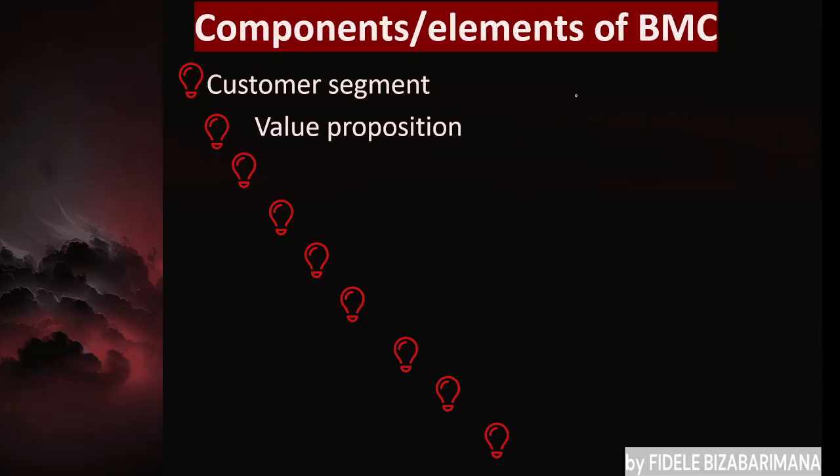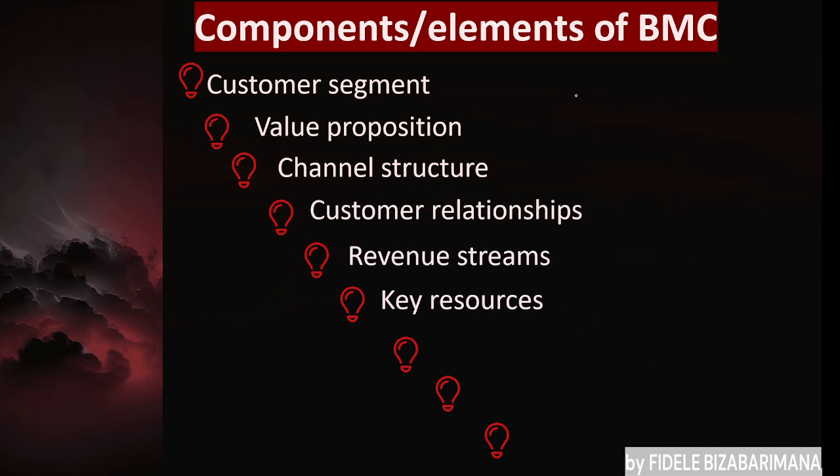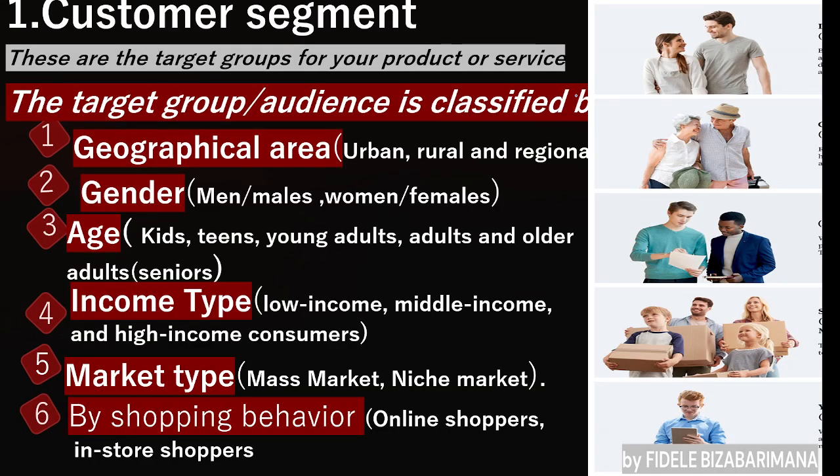So the components, they are as follows. We have customer segment, value proposition, channels structure, customer relationship, revenue streams, key resources, key activities, key partnership, and cost structure. These are the 9 elements of the business model canvas. Diving into details, we start with customer segment.